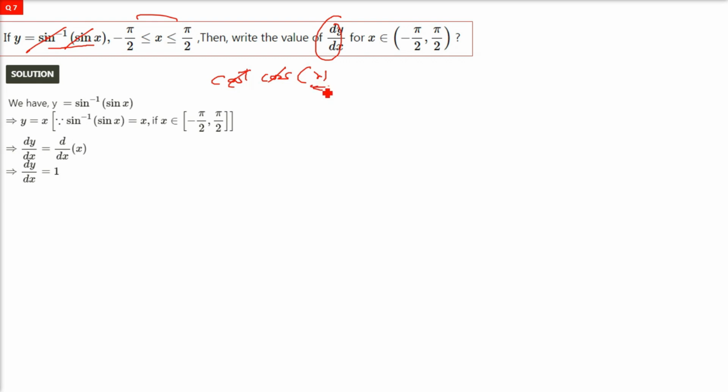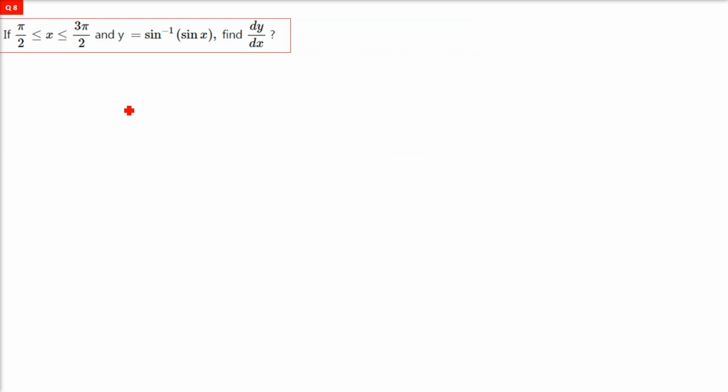Okay, so we have sine and sine inverse. If we want to cancel it, we can only cancel it when we have x as minus pi by 2 to pi by 2. So y is equal to x. Cos and cos inverse, sine and sine inverse we can cancel. It is simply differentiation of x.